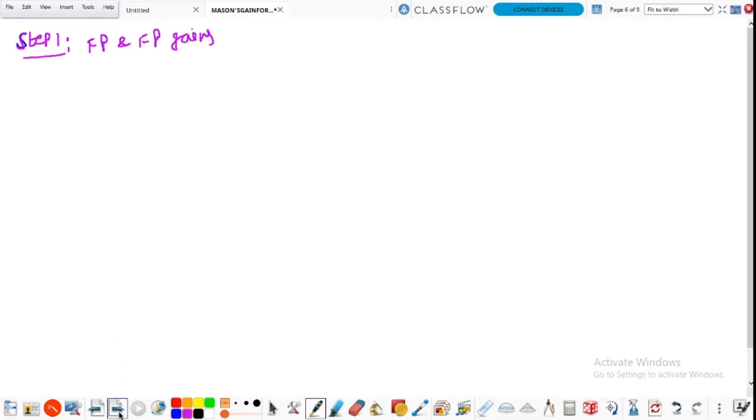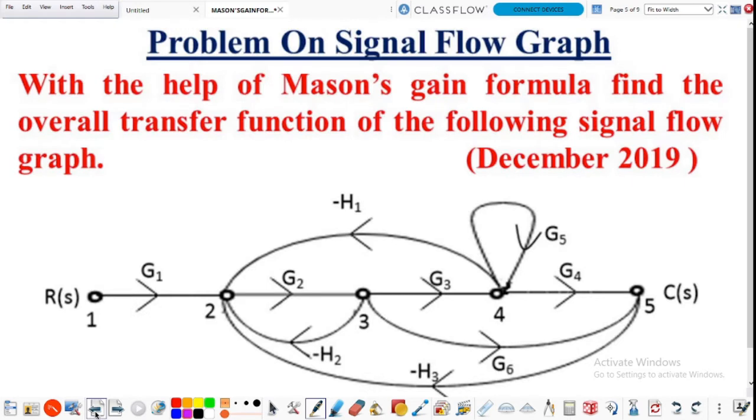How many forward paths are there? First of all, what is the definition of the forward path? A forward path is a path from input node to output node that does not cross any node more than once. So this is the input node and this is the output node.